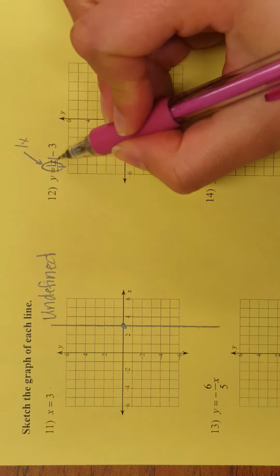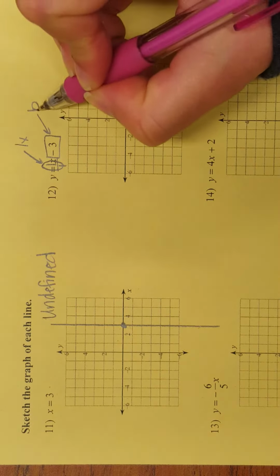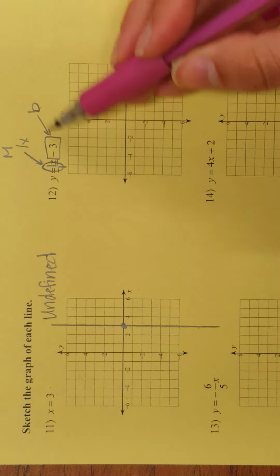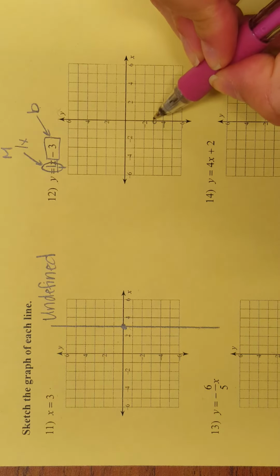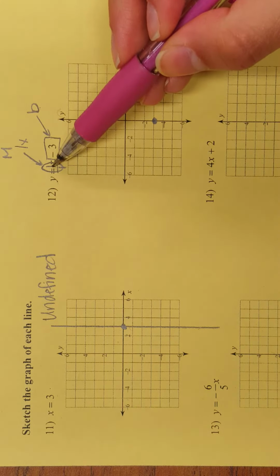So that means this negative 3 is the b. That's b. This one's m. It starts with y equals, so the b goes on the y-axis at negative 3. Y-axis, negative 3, that's your first coordinate point. Your m, or your slope, is 1 over 1.